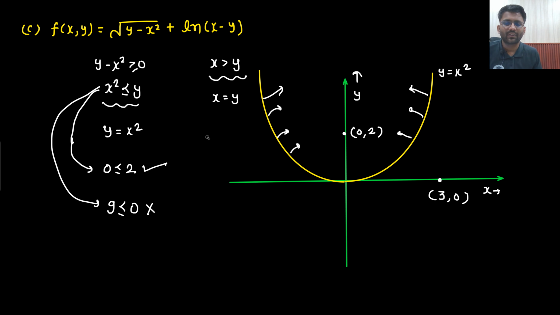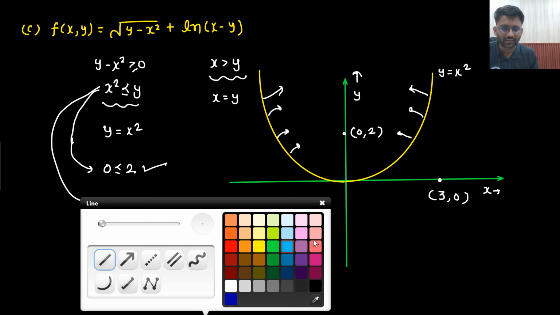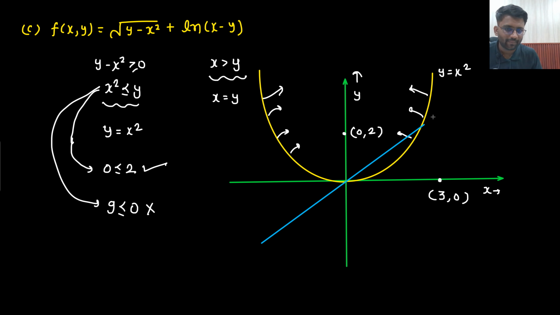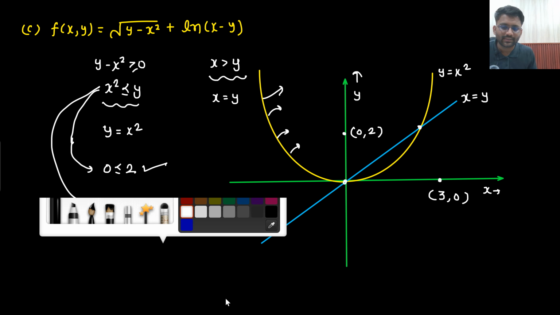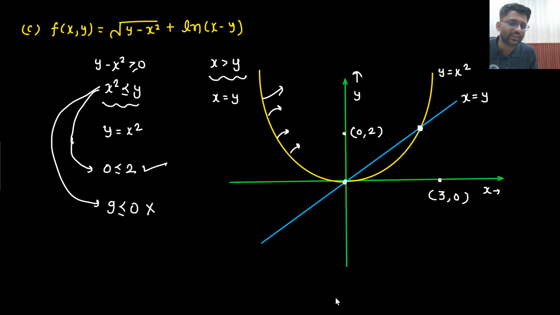Next guy is the graph x equals to y. This is then the next graph, which is x equals to y. First of all, you guys will let me know what will be this point and what will be this point. This point will be, sir, of course, 0, 0. So basically I am asking where both of the graphs are cutting.